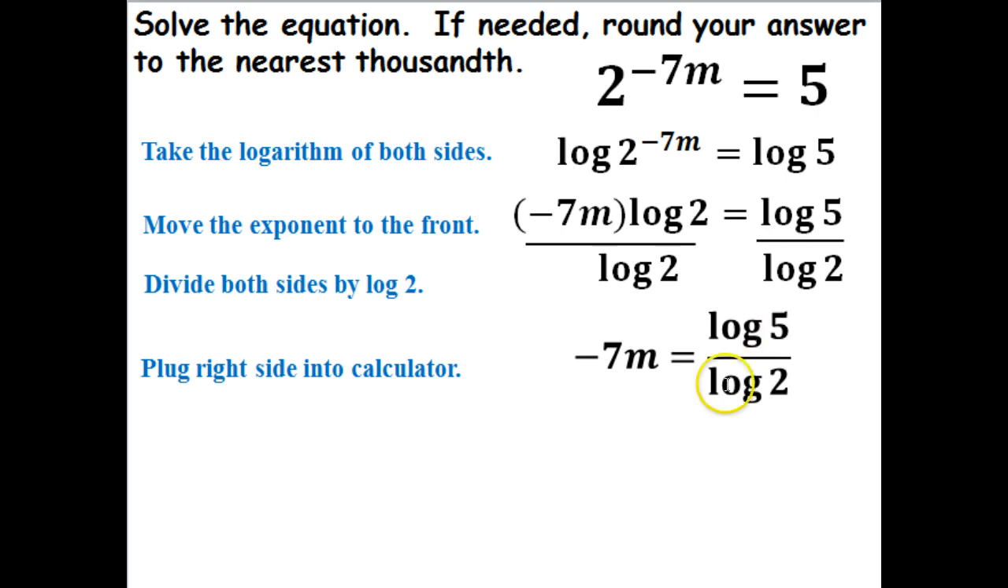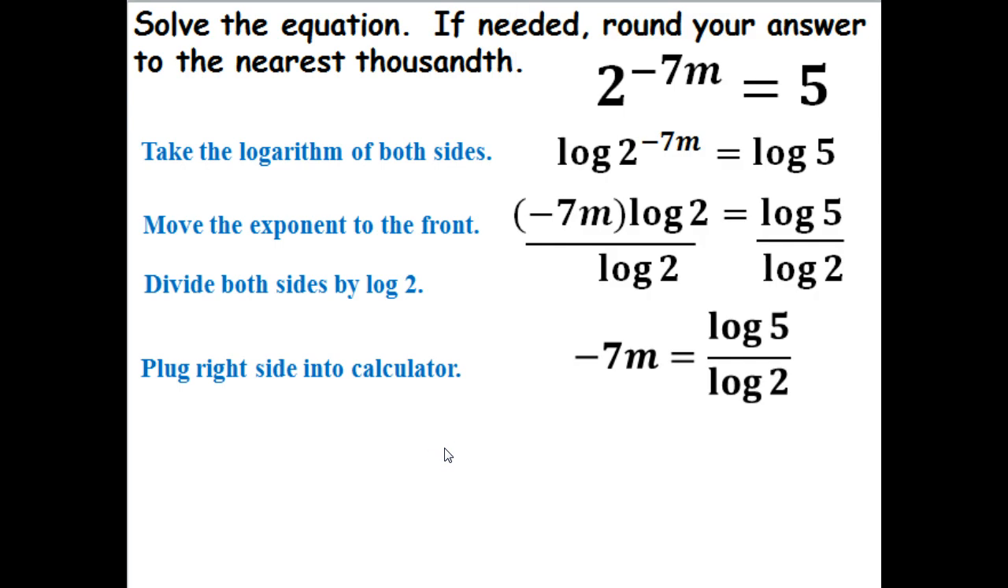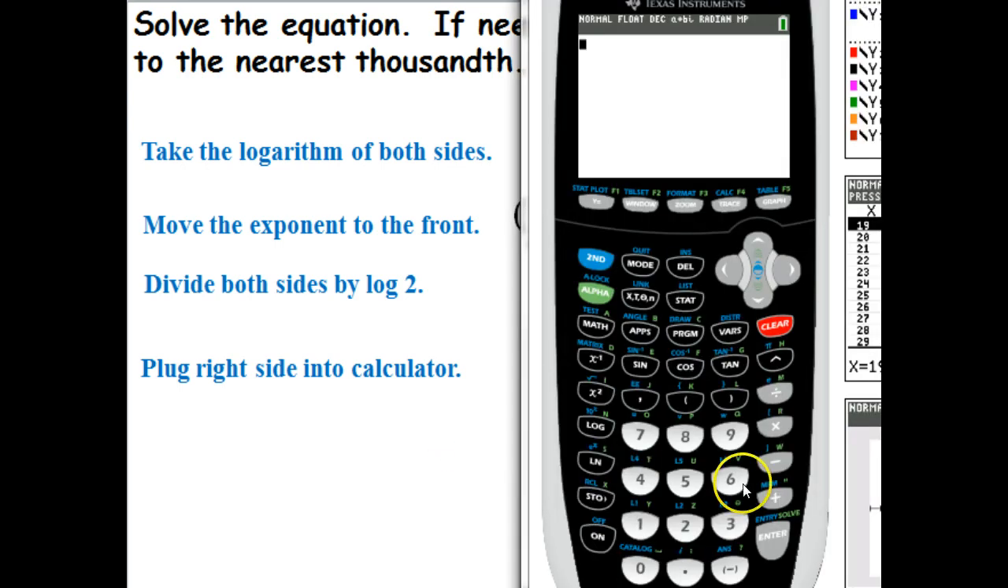Now I need to plug this right-hand side into my calculator. Okay, so I pull out my calculator here. I'll clear what's on it. I need to check and see I got a log 5 and 2. Log is my button right here. I hit log 5, and you have to close that parenthesis, otherwise you'll get the wrong answer. Divided by log 2. Again, close parenthesis, and I hit enter.